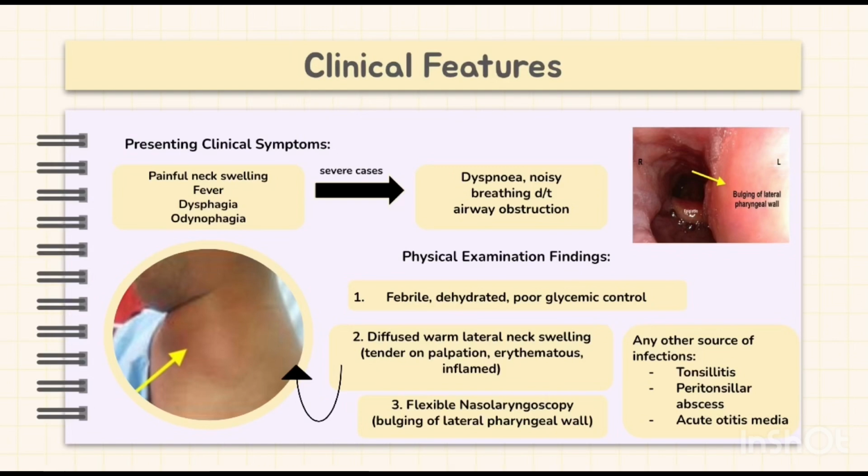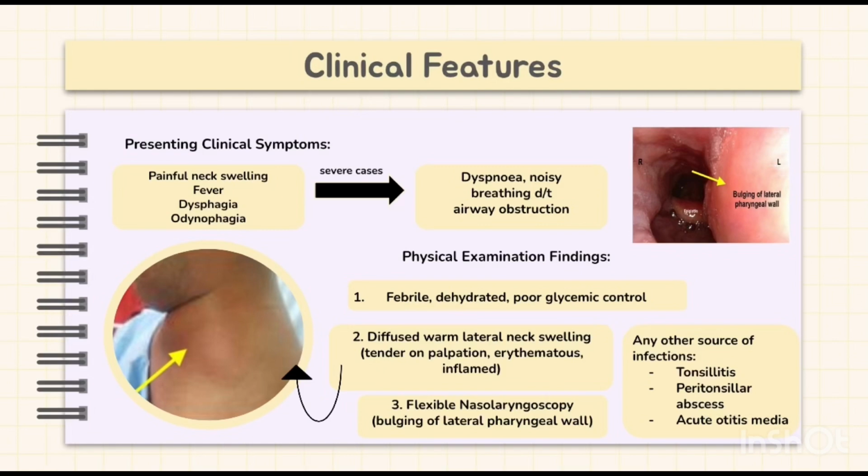Patient can also present with dehydration due to poor oral intake, and you may also find that the patient has poor glycemic control. This is because in diabetic patients with poor control of their sugar levels, they are more susceptible to bacterial and fungal infection. Secondly, you will find that the patient has a diffuse warm lateral neck swelling, and the swelling is tender on palpation and it is erythematous and also inflamed.